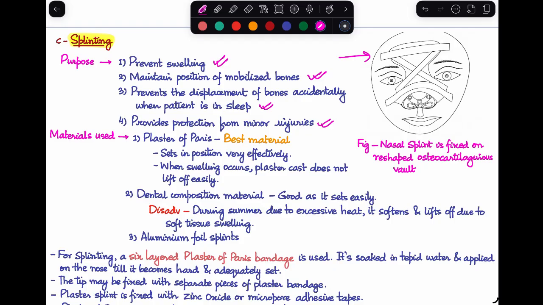The best material to use in this case is plaster of Paris. Now, plaster of Paris sets in position very effectively, and when swelling occurs, plaster cast does not lift off easily. So that is why this is a preferred material. But there are other materials also that you can use, like dental composition material.